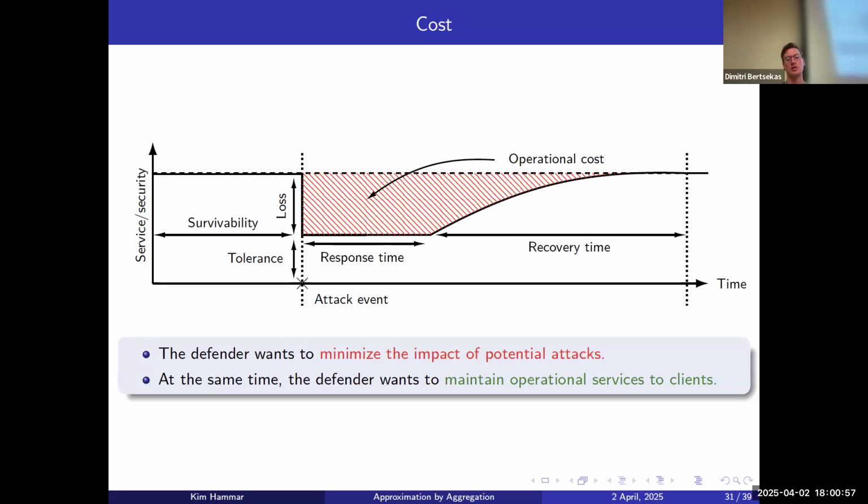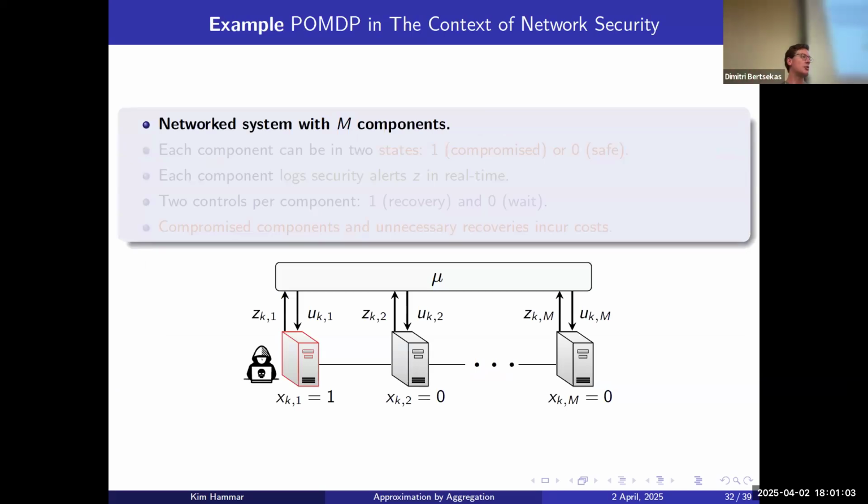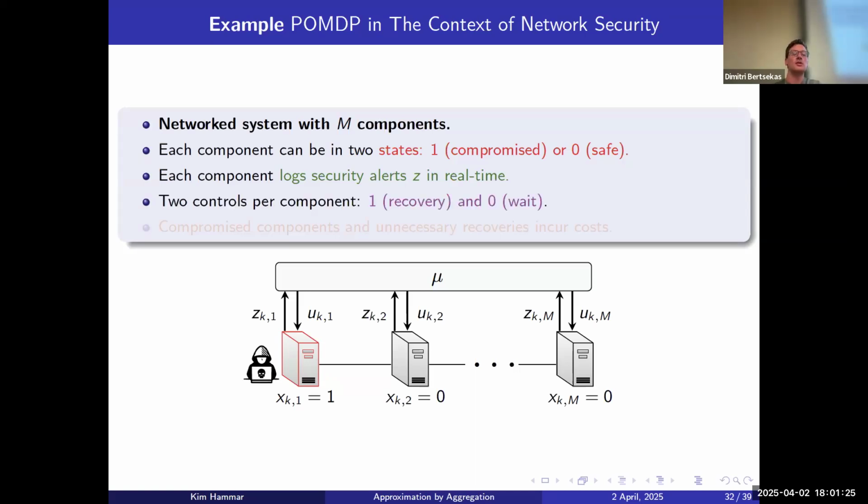And just to give you an example of how we can instantiate a POMDP in this context, we can say that we have M system components. Each component has a state variable that can be either 1 or 0, where 1 means compromised. Each component also has an observation variable that can take values from some larger set that indicates security alerts. And for each component, you also have 2 different controls. You can either wait and do nothing, or you can do recovery at a certain cost, where recovery will always turn the component from state 1 to state 0 if the component has been compromised.